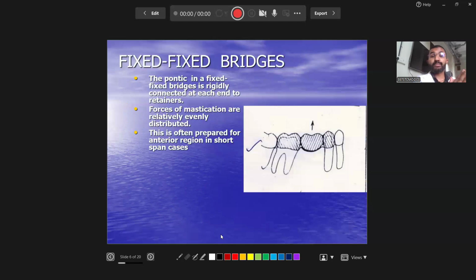Coming to the first one, the fixed bridges. Here, the retainers on the front teeth and the teeth behind are fixed in nature, so automatically the pontic is also fixed. These kinds of bridges are called fixed bridges. As you can see in the image, here we are replacing the first molar. We are taking the support of the first premolar as well as the second molar. So it is fixed in nature, and it's called a fixed bridge.